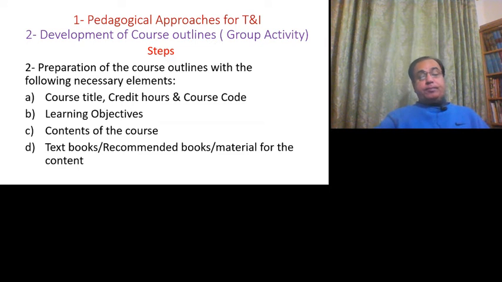Step number two is preparation of the course outlines with the following necessary elements. So these elements are necessary, essential. These are actually the components of the course outline that you are going to develop. A is course title. There must be a clear course title. Also credit hours, per week credit hours, teaching credit hours, and course code. You also decide a course code for the course that you are going to develop.